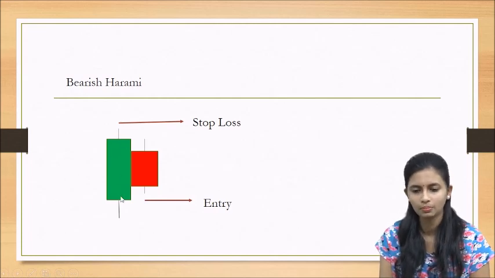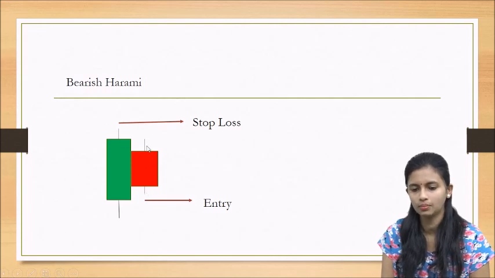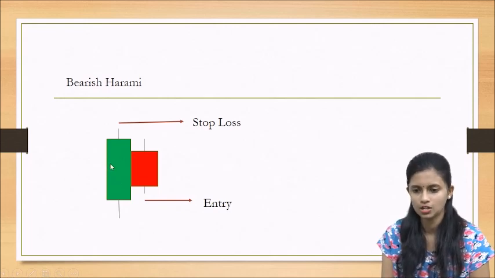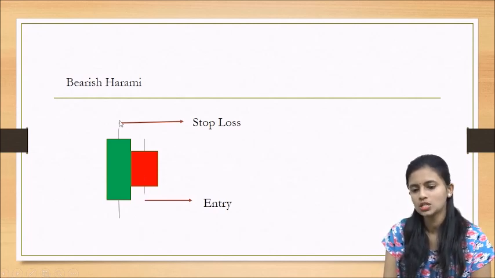Here you will have a big green candle, then you will have a red candle which is inside this green candle. That is, the open and close should be inside this green candle. Even the wick should not cross this candle. Then only you can call it a bearish harami. So here your entry point is just below the low of this red candle, and your stop loss is just above the high of this green candle.